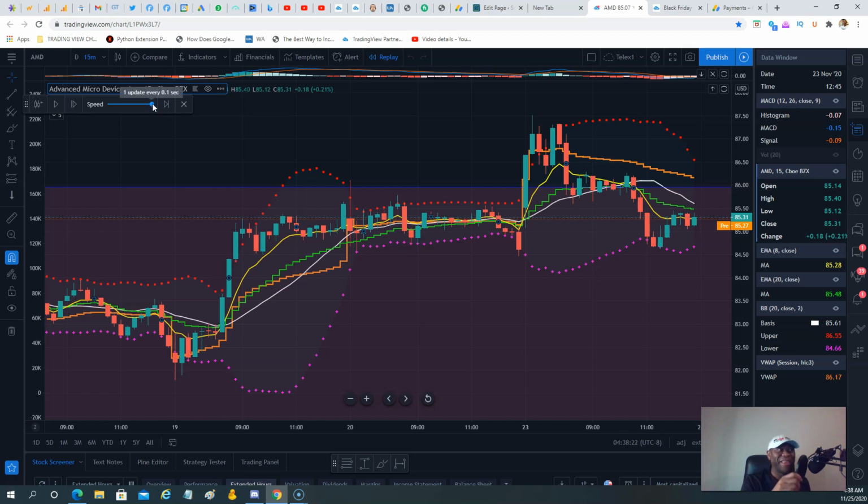So meaning how many 15-minute candles do we have in a full trading session? Folks, we have 6.5 hours. So 1 hour has 4 times 6 is 24, plus 2 extra for the 30 minutes, that's 26. So you have 26 candles on here for a full day. So if I'm doing one update every 1 second, that's going to take 26 seconds of this video.